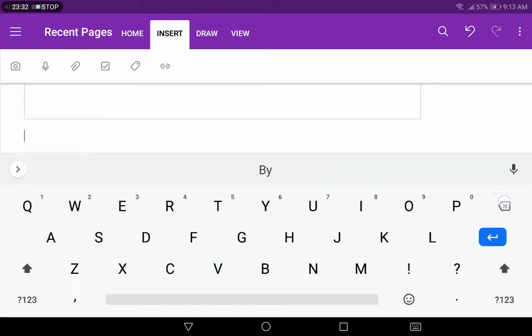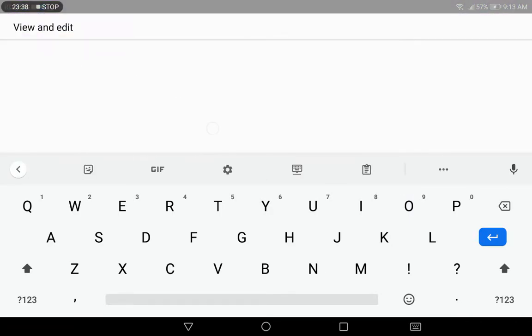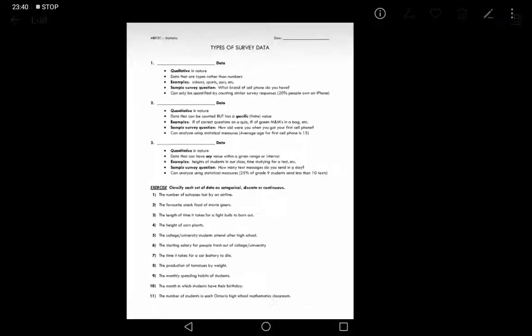Oops. I will try to find the page I want. There we go. Okay.